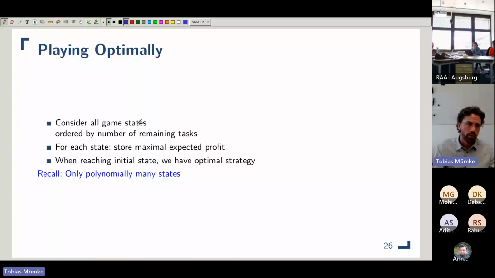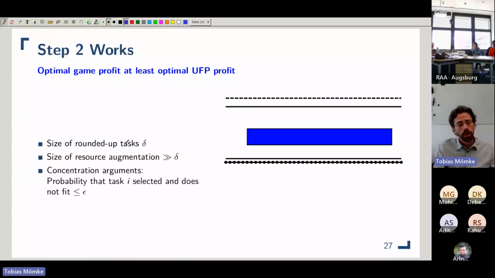So playing the game optimally also works. We consider all game states, and step 2 also works.